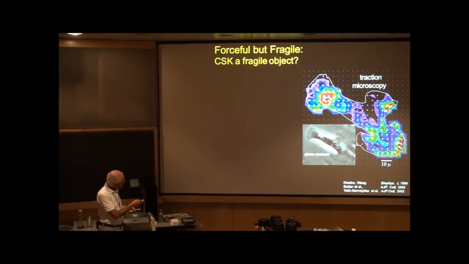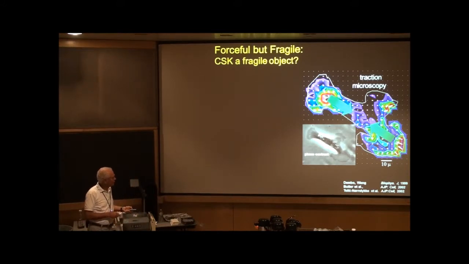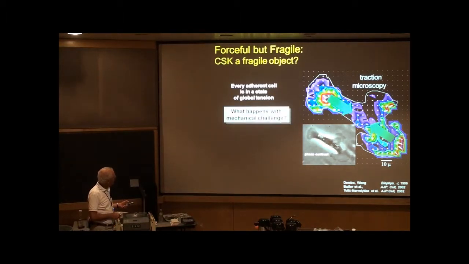So you can see there are hot spots here and here, which tend to be at the cell ends when the cell gets polarized like this. And if you can't make out the arrows, they're pulling towards the center. So this cell is pulling against its substrate. It's contracting against the substrate. That's a universal property, or nearly universal property, of all cells. Every adherent cell is in a state of global tension.